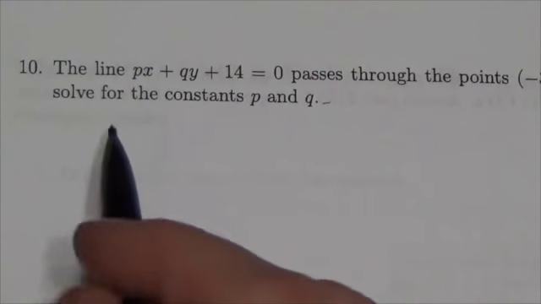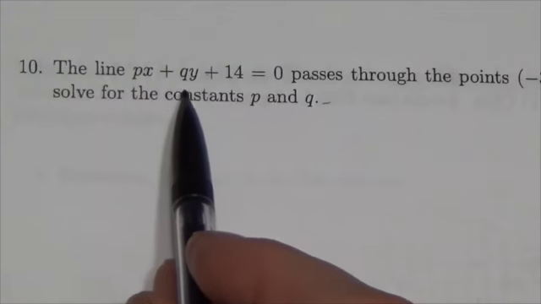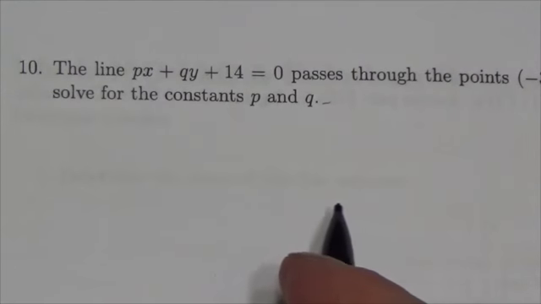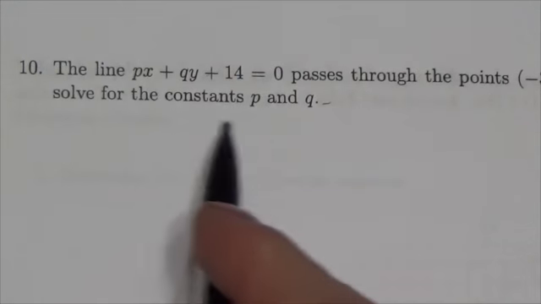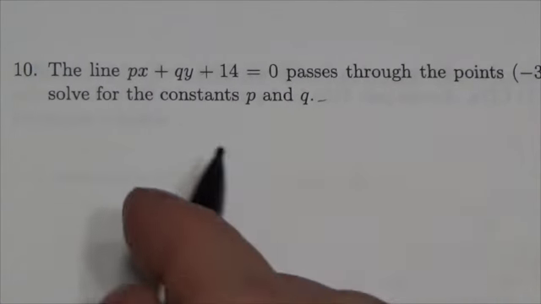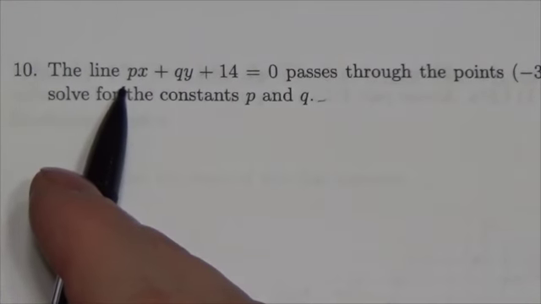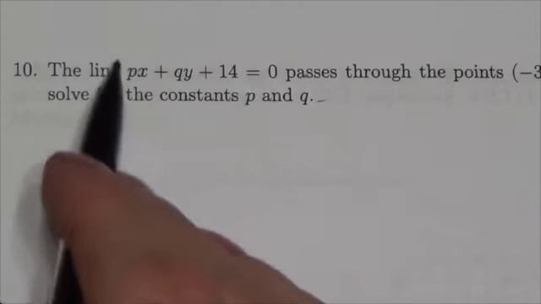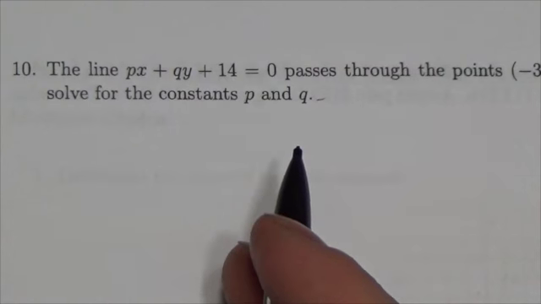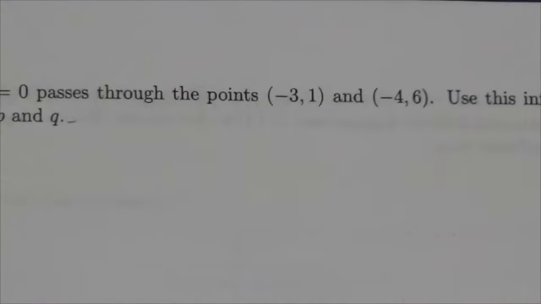Hi everyone. Okay, this question says that the line px plus qy plus 14 equals 0 passes through two points, and we're supposed to use the two points to figure out what the constants, p and q, are. Now, we've done something similar to this in the past. This one's a little bit different because the two unknowns come in one equation, and we're only given the one equation here.